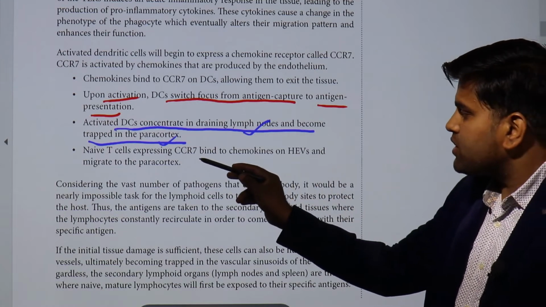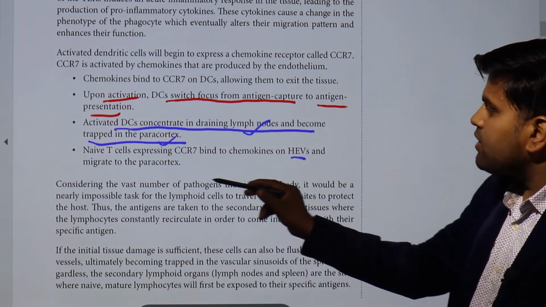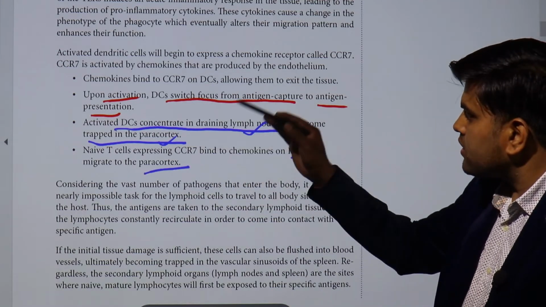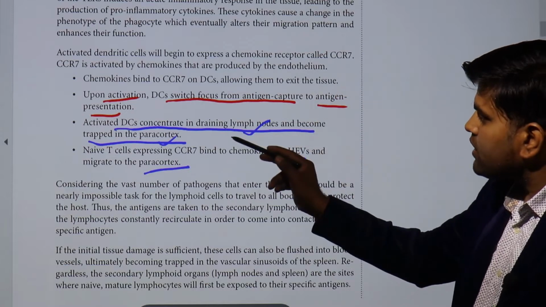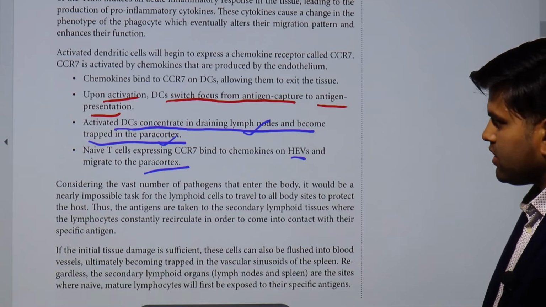The naive T cell expressing CCR7 binds to the chemokines on the high endothelial venules and then migrates to the paracortex. So there is the naive T cell as well as the dendritic cell with the antigen presentation, and they will now interact with each other.